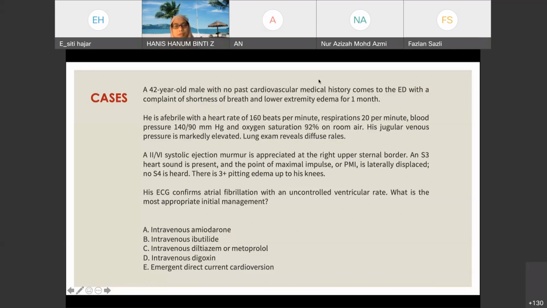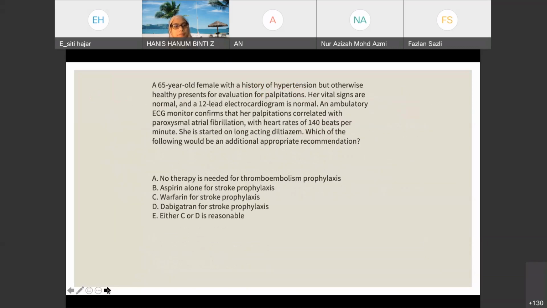Kalau dia ada acute heart failure, kita tak bagi beta blockers dulu. Especially kalau dia ada acute exacerbation of heart failure, kita bagi digoxin. Yes, Atika, you're right. Kalau heart failure dia dah a bit stable, baru kita bagi beta blockers lah. Now, next question. I know I'm taking some time, but this is a very important topic, so I really need you guys to understand lah.